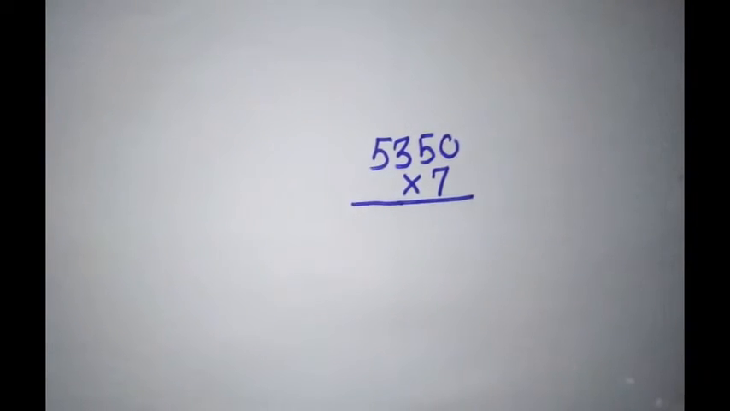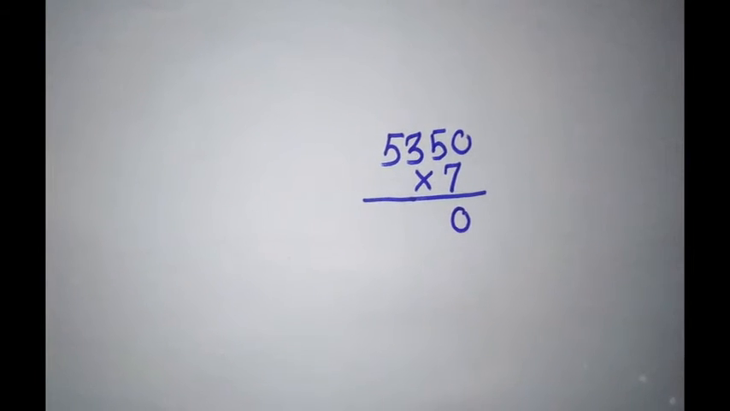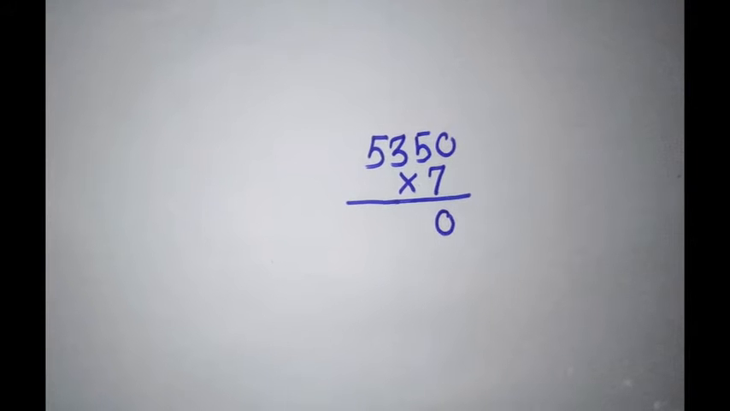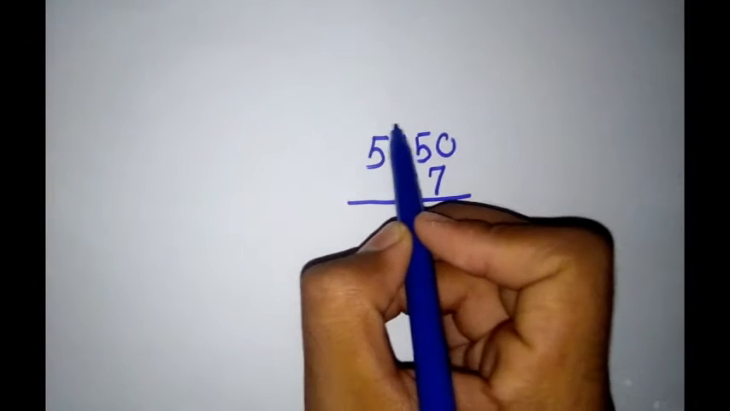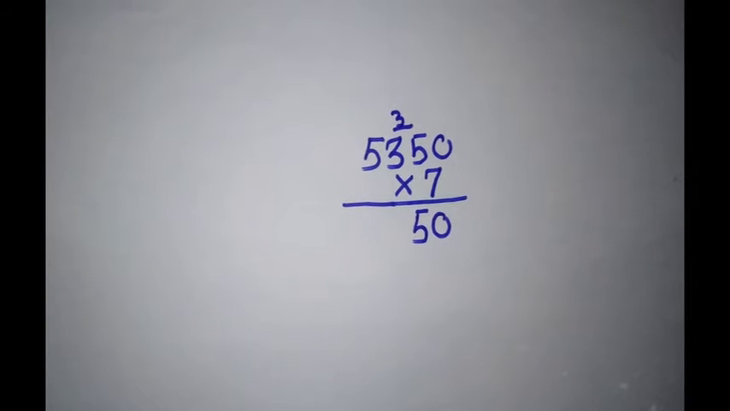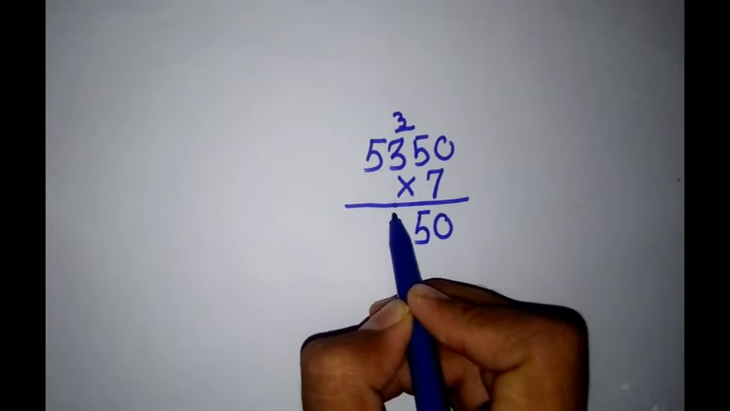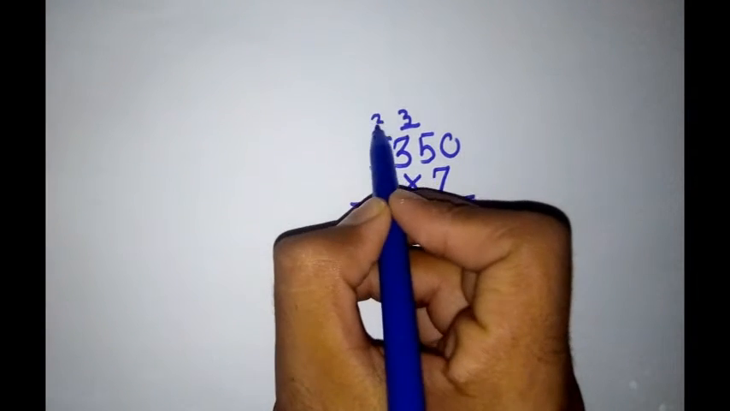First, we multiply 7 by 0. Remember this, if any number is multiplied by 0, the answer will always be 0. Now we multiply 7 by 5, which is equal to 35, while 5 is the product and 3 is a carry. Now we multiply 7 by 3, which is equal to 21, and 3 added to 21 is equal to 24, while 4 is the product and 2 is a carry.